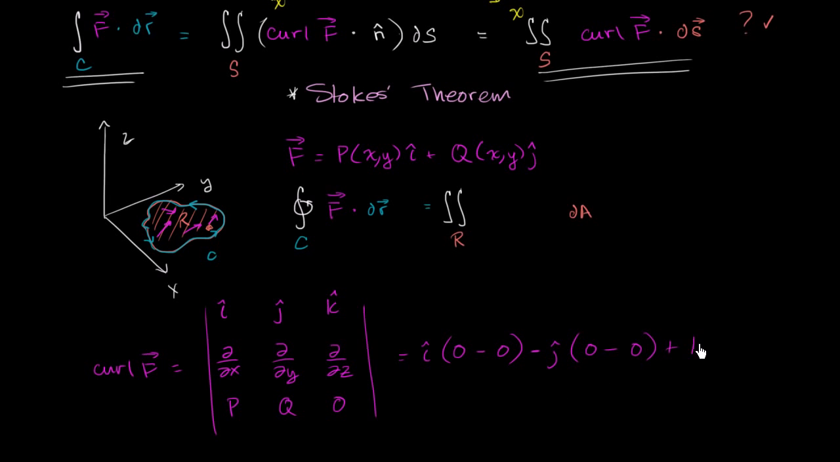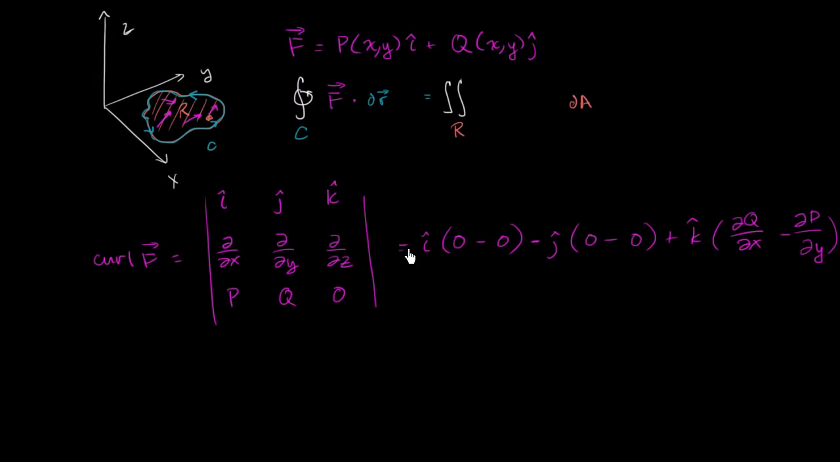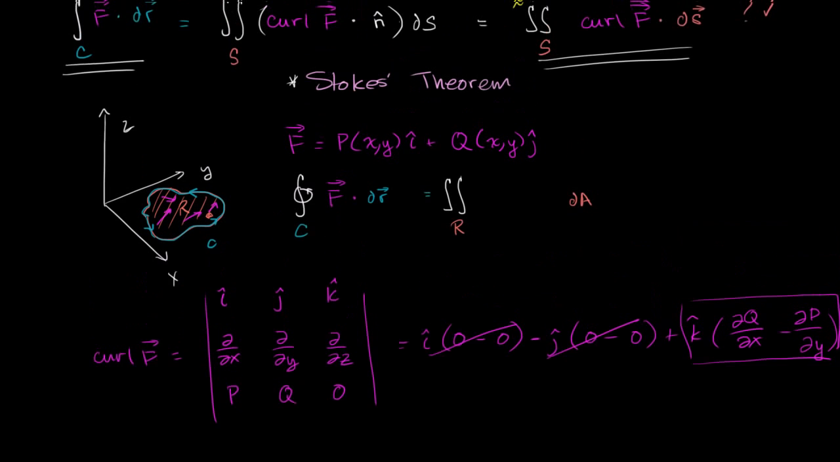And then you have plus k times the partial of q with respect to x. Remember, this is just the partial derivative operator. So partial of q with respect to x, and from that, we're going to subtract the partial of p with respect to y. So the curl of f just simplifies to this right over here.